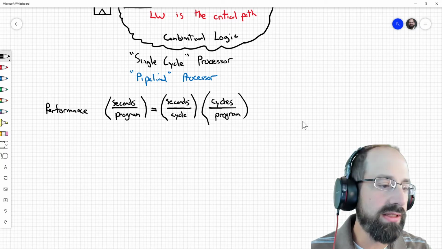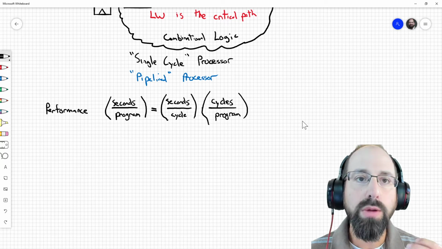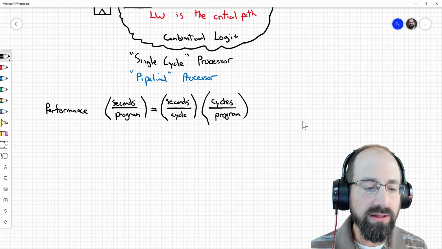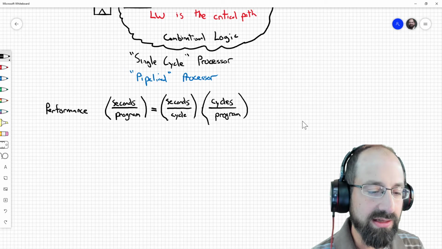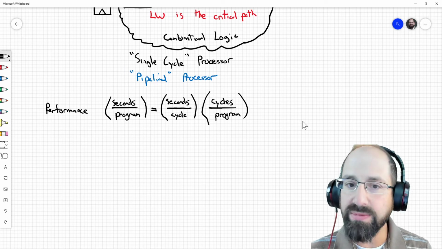And if we do that, the units break down properly, right? Cycles and cycles cancel. We wind up with a quantity that's in terms of seconds per program. Measuring the number of clock cycles for a given program is a pretty awkward thing. It's not a way we typically think of programs as they're executing.